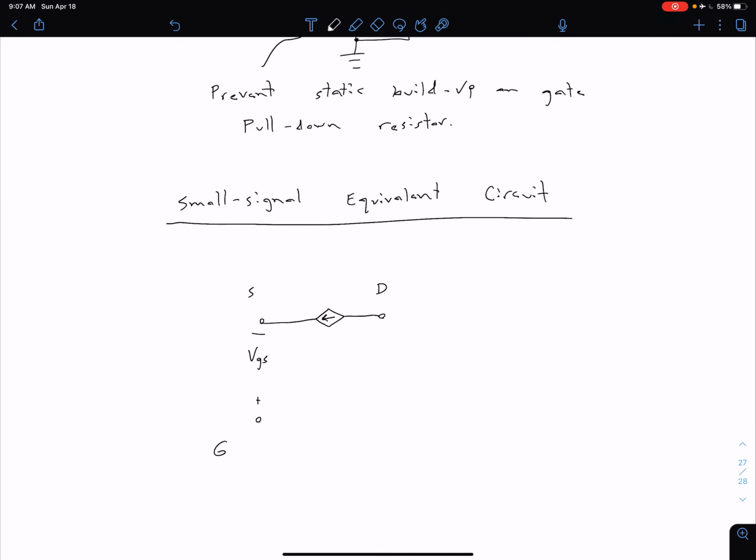Now, of course, we could have an analogous small signal equivalent circuit if this was a PMOS transistor. So here, the value of our current source is gm times VGS. And so really that's all we need to do.